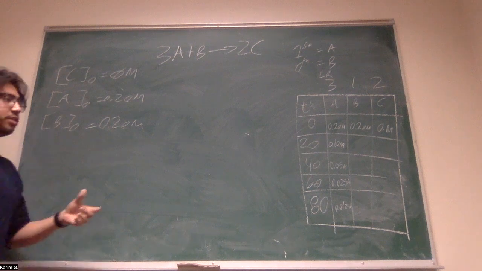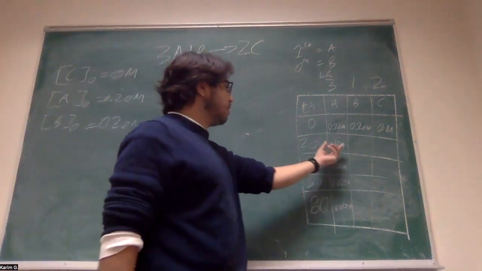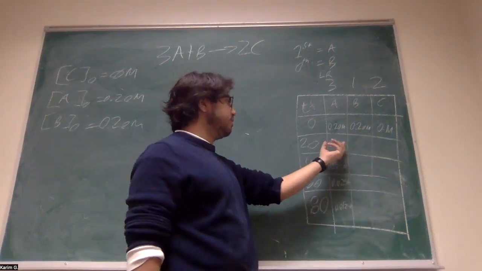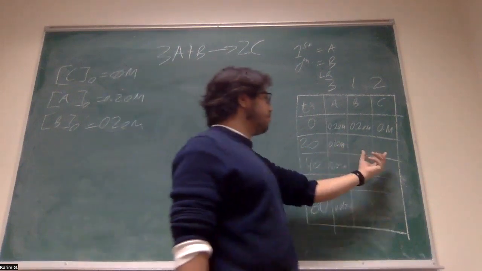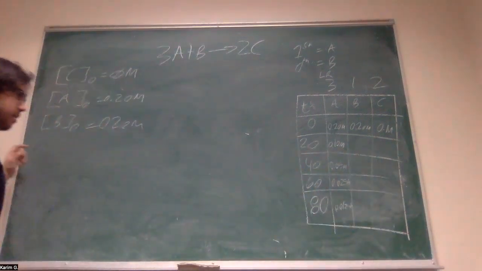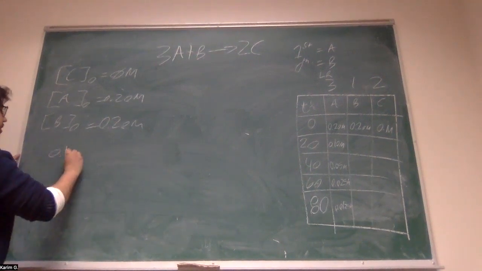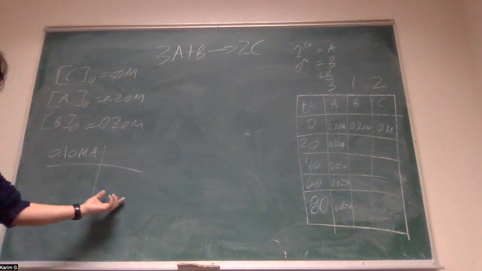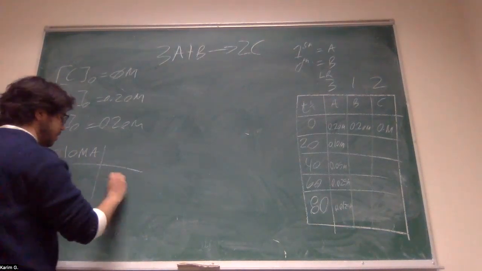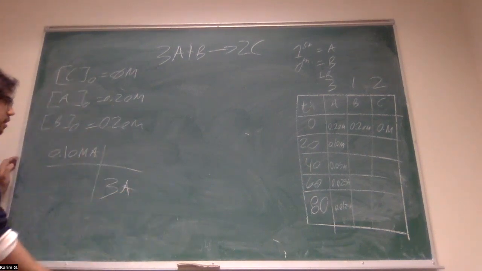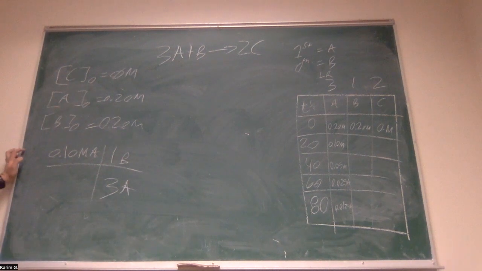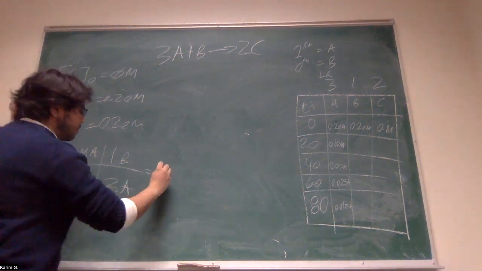So remember, for the ratios, you want to take whatever concentration is at the time that you want, right? So we're gonna take the concentration of A at 20 minutes for B, okay? So then it'll be 0.10 molar A. What would go down here? 3A, right? Because we want to cancel out the A's. And then up here would be 1B. Yes? So you just divide 0.1 by 3, which would give you 0.03.